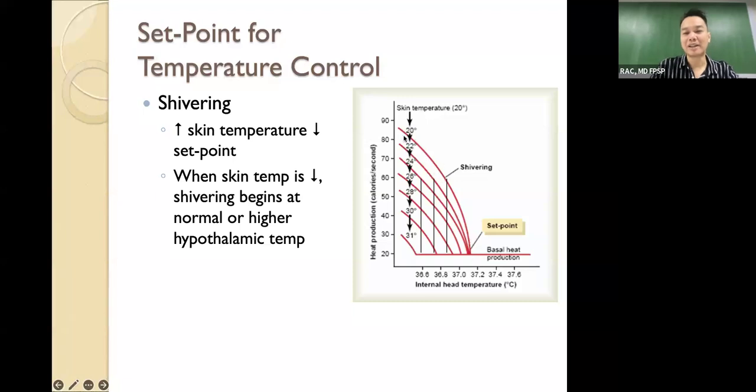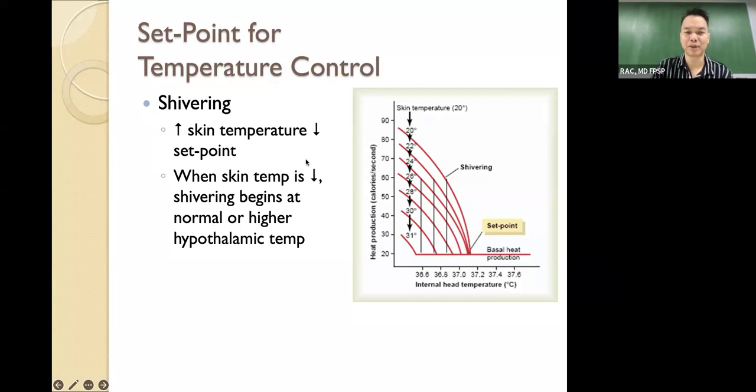Now let's look at 20 degrees. The threshold for shivering also increases. That's 36.9. So this means if the hypothalamic temperature is 36.9 or below, the person will start to shiver. So heat is produced, and that brings the temperature up to the set point, 37.1. So if you will notice, it also follows the rule.